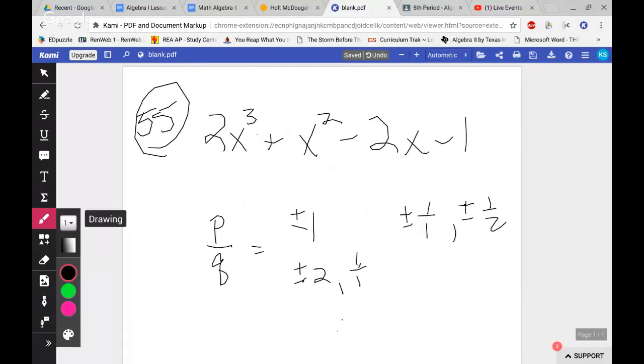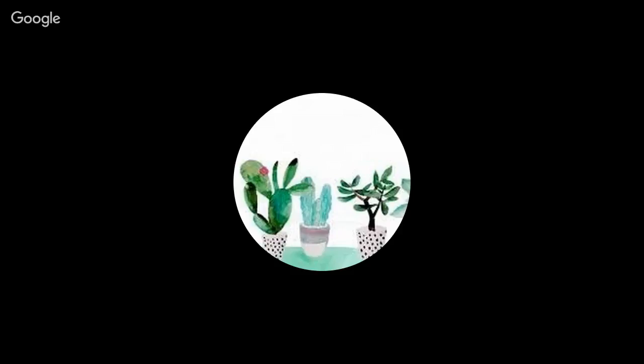Plus or minus 1, plus or minus 1/2. All right. Can you tell when you graph it where it goes through? I haven't graphed it yet. 1 second. Okay.